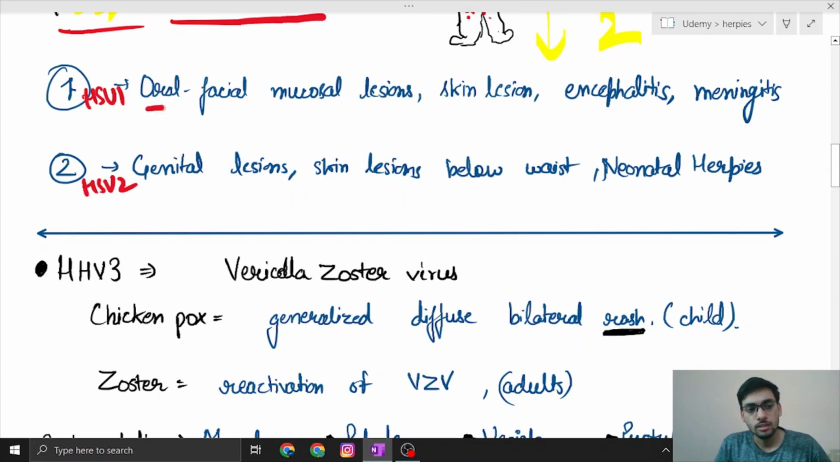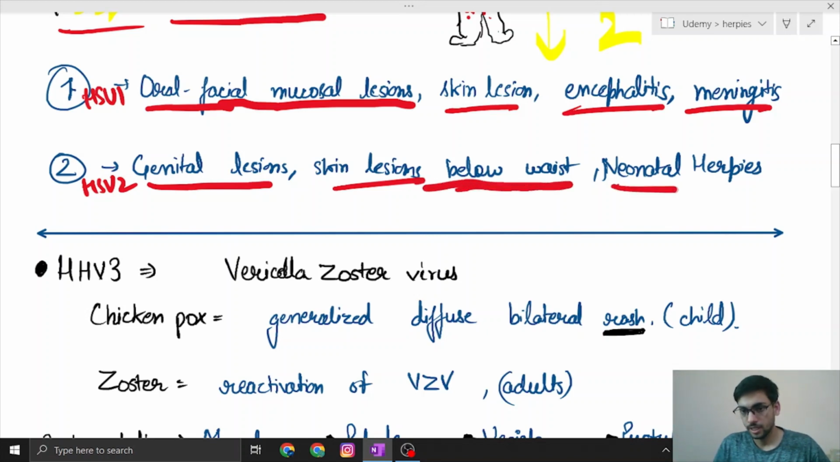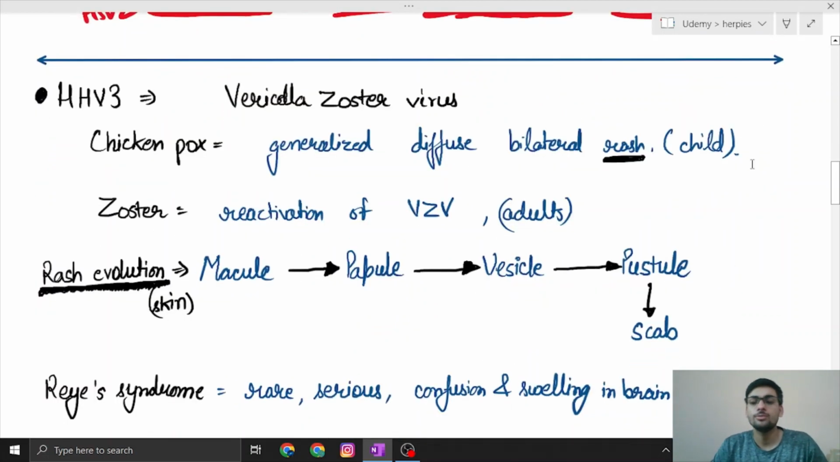In herpes simplex virus 1, oral facial mucosal lesions are seen. Skin lesions, and encephalitis and meningitis type conditions are also observed. And in herpes simplex virus 2, genital lesions and skin lesions below the waist are seen. It can also cause neonatal herpes, of course, because if the mother has this virus in the lower region, the baby can be affected through it.